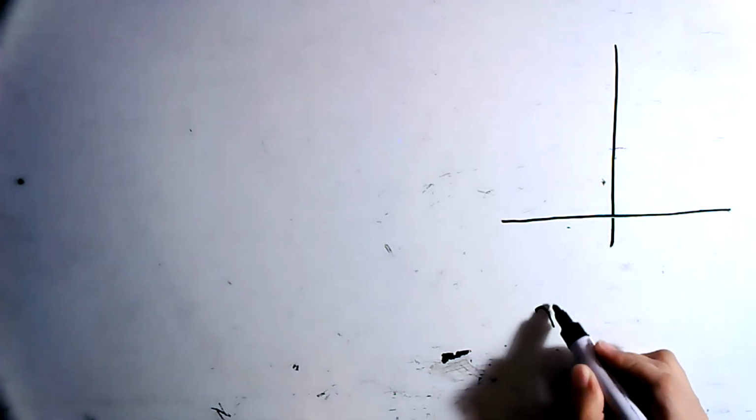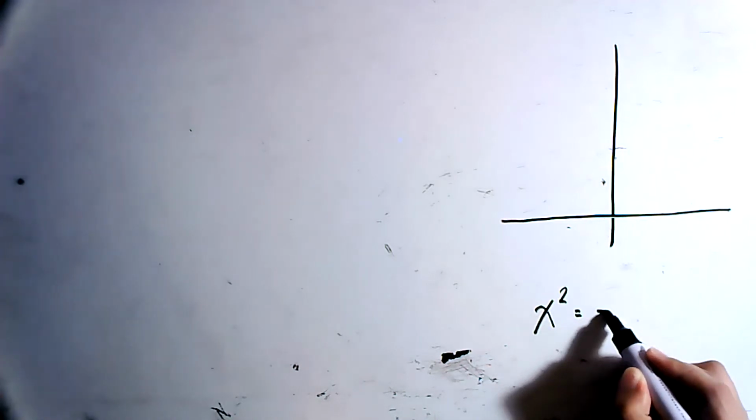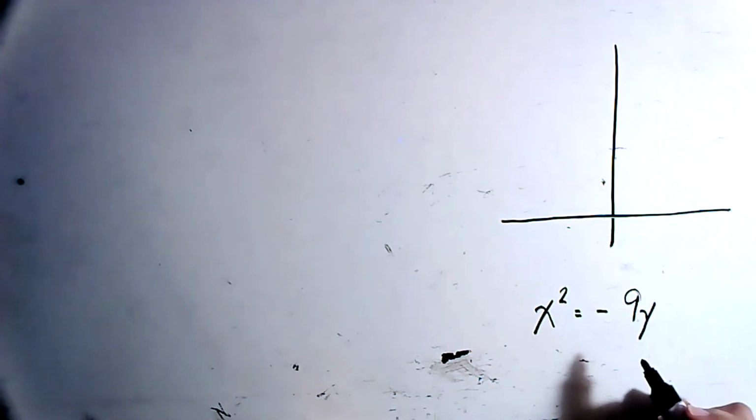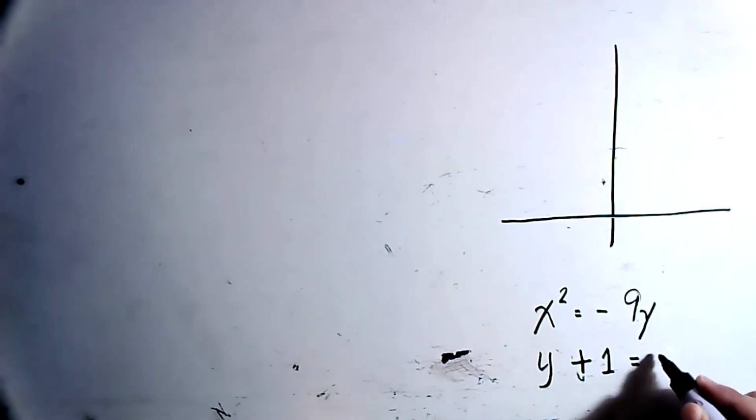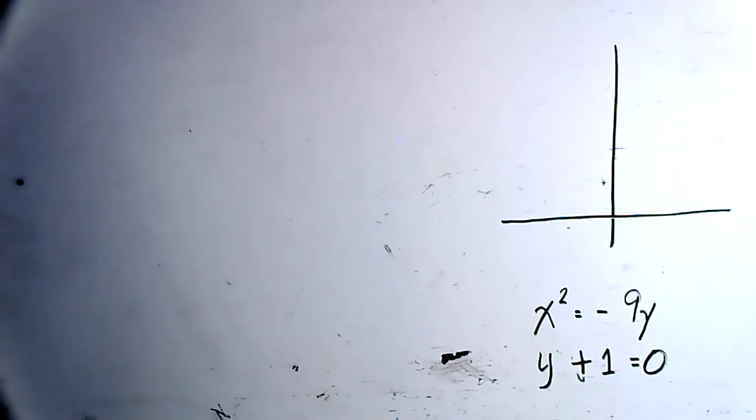From the Cartesian coordinate system, we are going to indicate the curve and the line. So the curve is x squared equals negative 9y, and the line is y plus 1 equals 0. So these are the two conditions that we have to satisfy, and we have to draw in the figure.